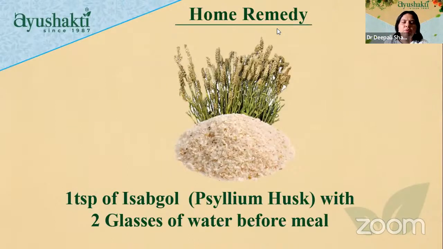Take 1 teaspoon of isabgol, meaning psyllium husk, with 2 glasses of water before meal. Before meal means at least 15 to 30 minutes before meal. So you can use it even before all 3 meals, before breakfast, lunch and dinner, and that should help you to lose weight.